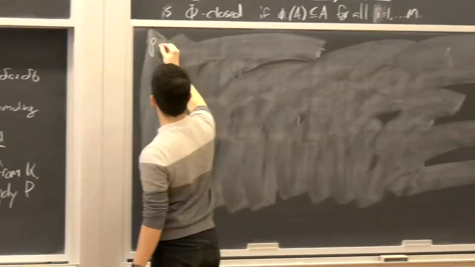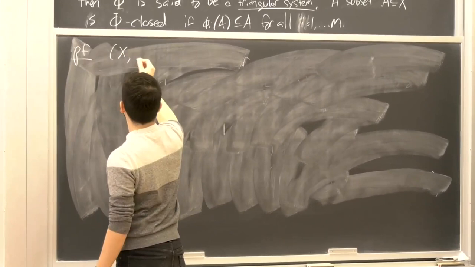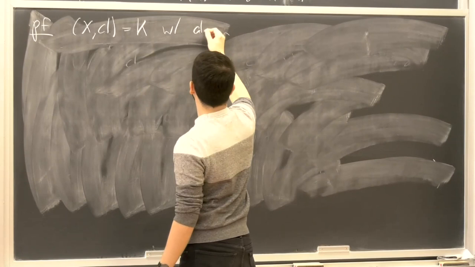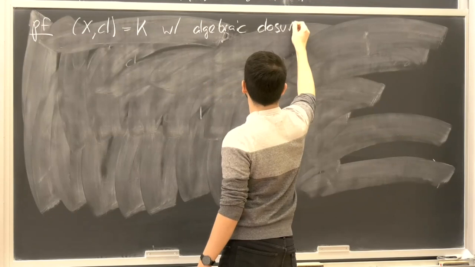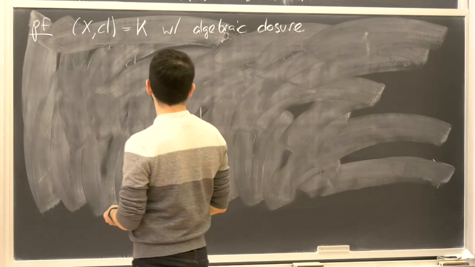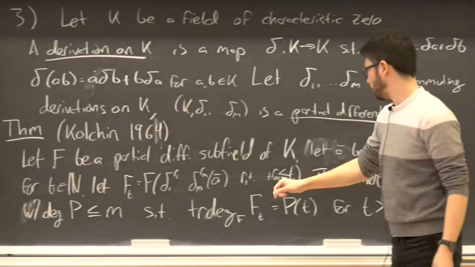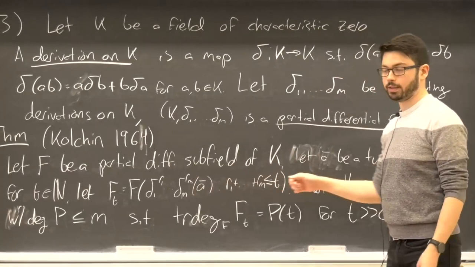And then for this last thing, again, X is going to be equal to, this time, our field K with algebraic closure. And now we're going to have to do a little bit of a trick. If I just take these delta 1 through delta m as my phi 1 through phi m, this will actually not form a triangular system. But it's also not exactly what I'm looking for, because here I'm taking r1 through rm to sum to something less than or equal to t, not something equal to t. So I can do this trick.